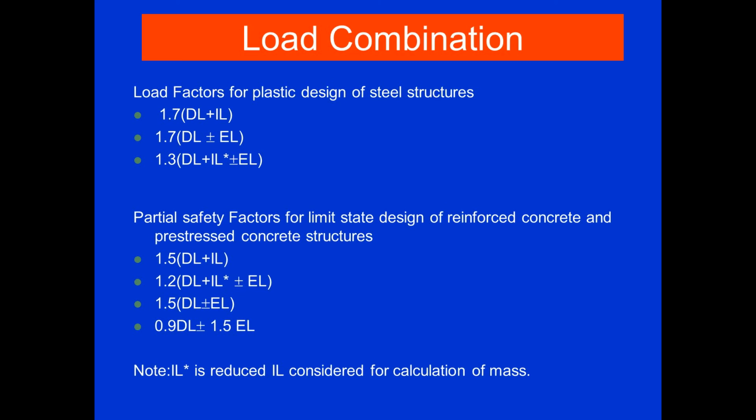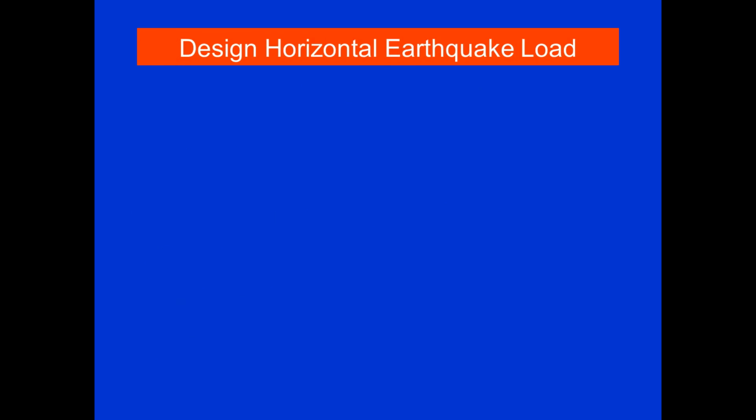1.5 times dead load plus live load. We have already seen the first part in IS 456-2000. Then second, 1.2 times dead load plus live load plus minus earthquake load. Okay, so IL is the reduced live load which is considered for the calculation of the mass. So next is design horizontal earthquake load.